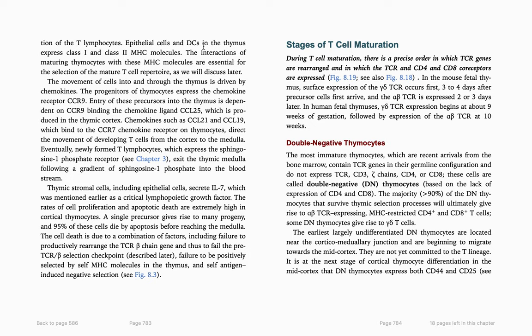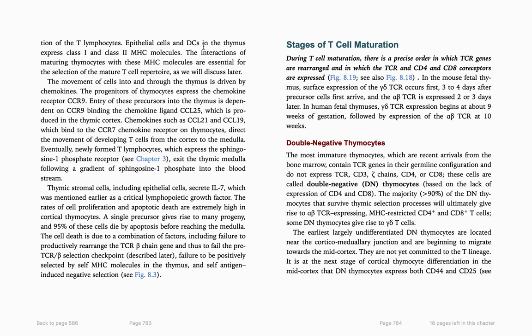Chemokines such as CCL21 and CCL19, which bind to the CCR7 chemokine receptor on thymocytes, direct the movement of developing T cells from the cortex to the medulla. Eventually, newly formed T lymphocytes, which express the sphingosine 1-phosphate receptor, exit the thymic medulla following a gradient of sphingosine 1-phosphate into the bloodstream.